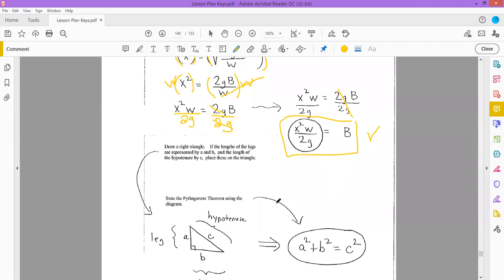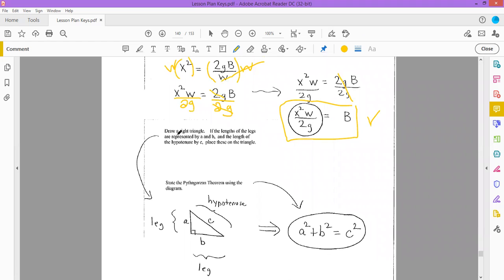Now in the next example, we're asked to draw a triangle, and we want to draw a right triangle, meaning we have one right angle. And if the lengths of the legs are represented by A and B, and the length of the hypotenuse is C, we're going to place those on that triangle. And so we're just simply drawing ourselves a right triangle. Draw a triangle with a right angle.